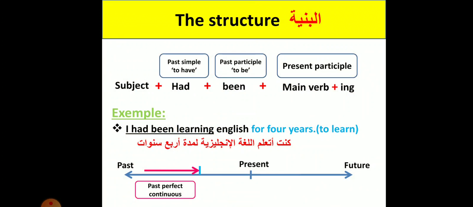Here we have an example. I had been learning English for 4 years. I, subject, had, first auxiliary verb, been, second auxiliary verb, learning is the present participle of verb to learn. Okay? For 4 years here indicates the duration, that it is a long action.